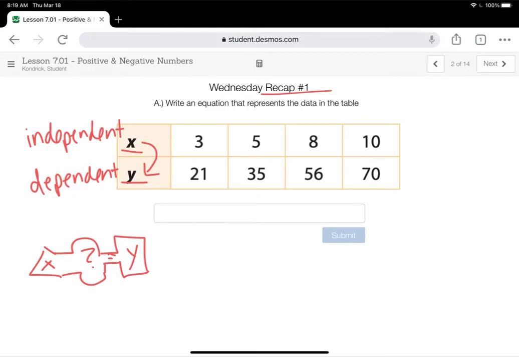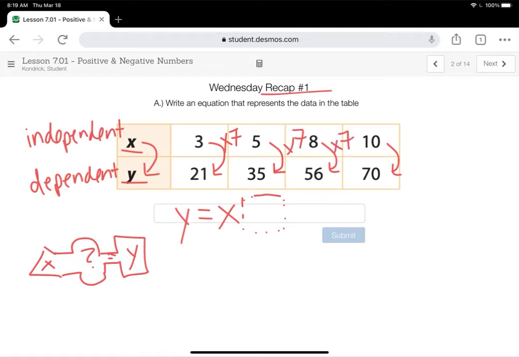So in this case, we can write what is the value of y in terms of what is happening to x. So we want to know what is happening to x in order to get to y. So how would we get from 3 to 21? How would we get from 5 to 35, 8 to 56, and 10 to 70? Well, we notice that to get from all of these, I'm not really adding the same number over and over again. I'm not adding 18 or adding 30 or adding 60. Instead, I notice that every single x value is being multiplied by 7.